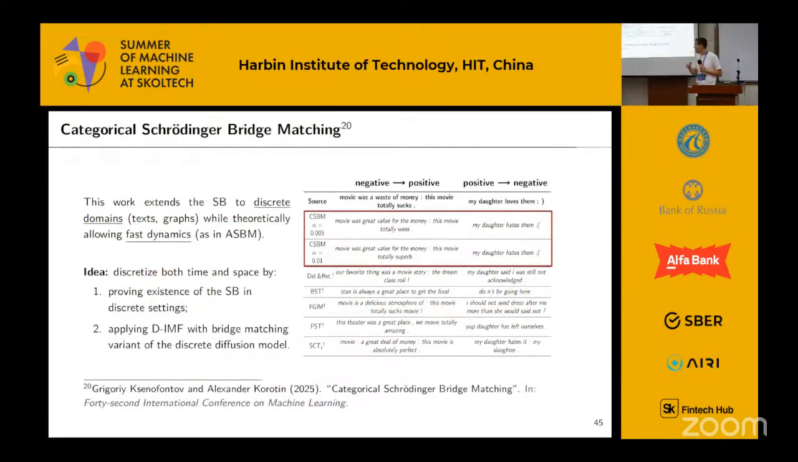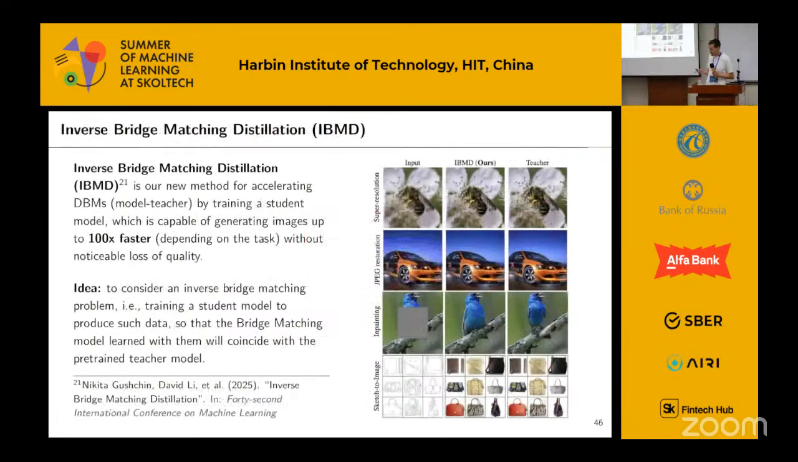And finally, this can be applied to discrete diffusions as well. We have a paper related to this called categorical Schrödinger bridge matching. All these diffusion bridge models provide very good quality, but they are very slow because they anyway need to simulate the diffusion process. But you can distill them. You can distill them using a quite nice mathematical framework of inverse optimization, and we actually also know how to do it.